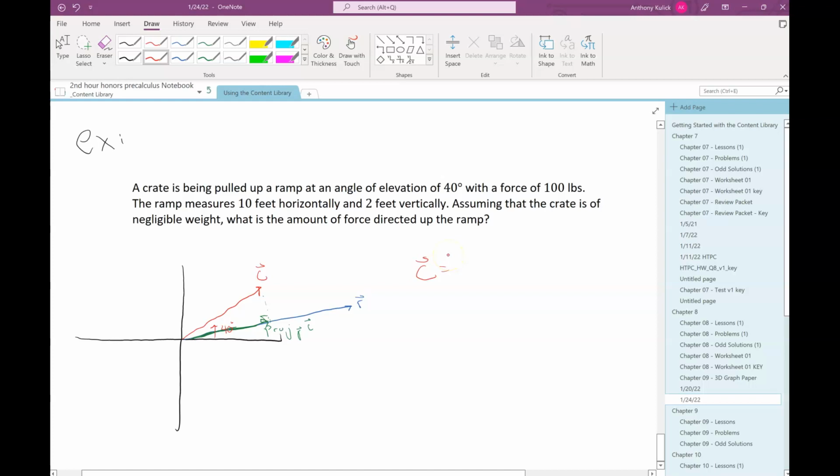So I have two vectors to create. I have the crate vector and then the ramp vector. So for the crate vector, I'm just going to use my formula for component form, since I know that the magnitude of the crate is 100 and the direction is 40. That's easy to do. Everybody's okay with that?